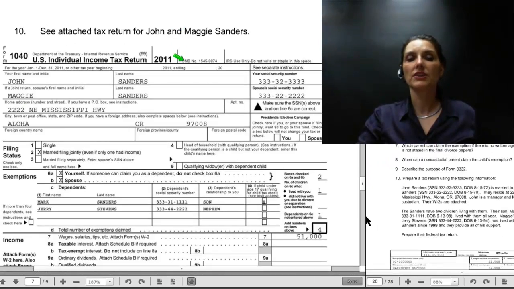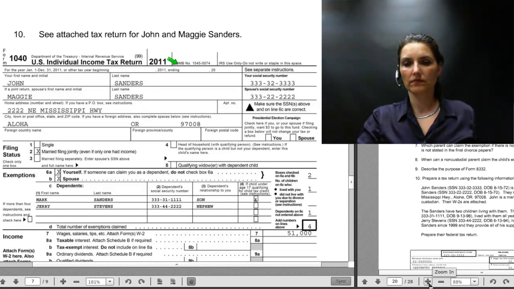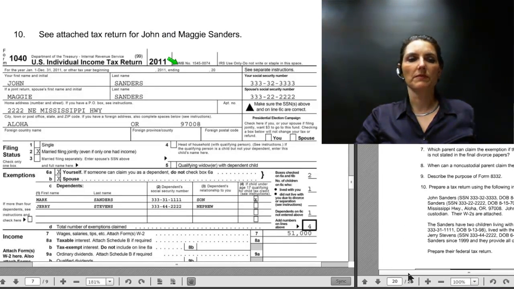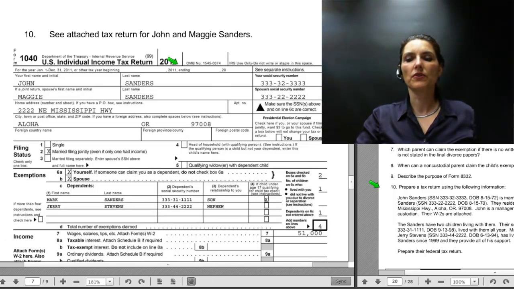So I've opened up in front of you the answer key for the Sanders just so that you can take a good look at it. You can see that we have their 1040 here. The first step in preparing the tax return for the Sanders is that they are married and they will be filing a joint return. As I explained to you before the break, Mark and Jerry are both dependents. Jerry is a nephew and Mark is a son, so those are the descriptions we will use, son and nephew.